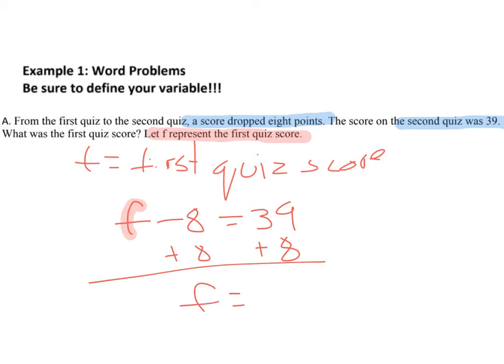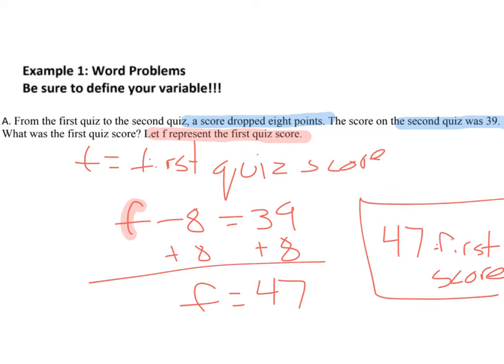F equals 47. Well, a lot of times once we get this answer, the word problem is, well, what does that 47 really mean? So restate our answer, and 47 was the first score. So we're basically saying first score of 47. And we're all good to go. Check your work and make sure everything looks good.